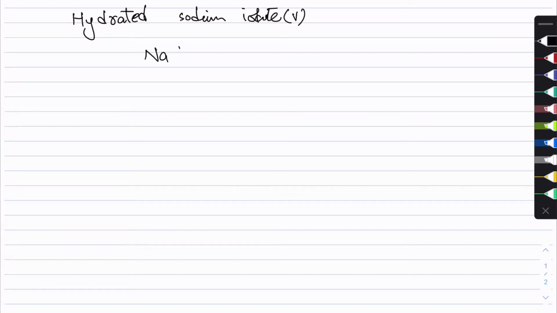The question says that, so I'm having some issue with the copy paste here. So it's saying hydrated sodium iodate. So sodium iodate का formula उसने दे दिया है, that is NaIO3·XH2O. That's what it says it has. और अब वो आपसे कह रहा है कि find the value of X if MR is 288.